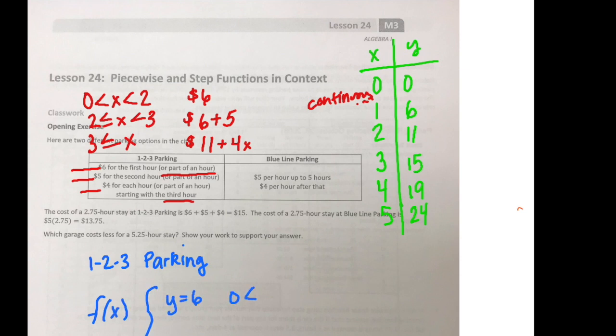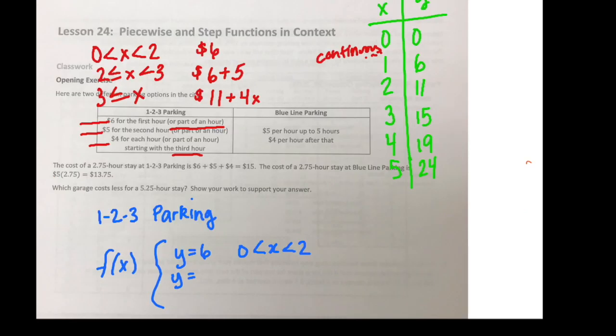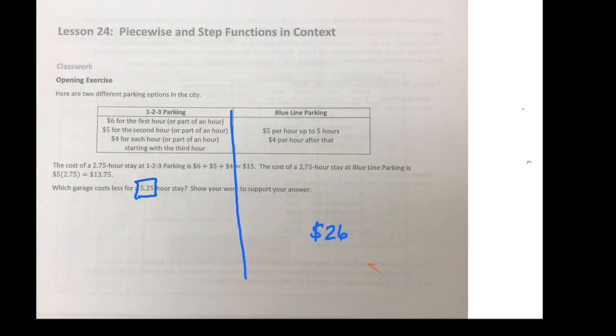Okay. So we have 3 different segments. The first one is y equals 6. There's no rate of change there. No matter how many hours you have, you're going to be $6. The second one is going to be 6 plus 5x. And the third one is going to be 11 plus 4x.